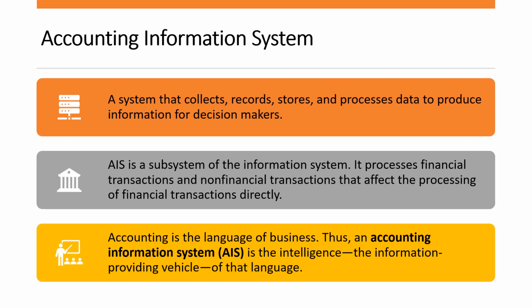So what is accounting information system? It is a system that collects, records, stores, and processes data to produce information for decision makers. Actually, this is a subsystem of the information system. So it processes financial and non-financial transactions. Of course, that will affect the processing of financial transactions directly. Any transactions that will affect the financial statement itself.